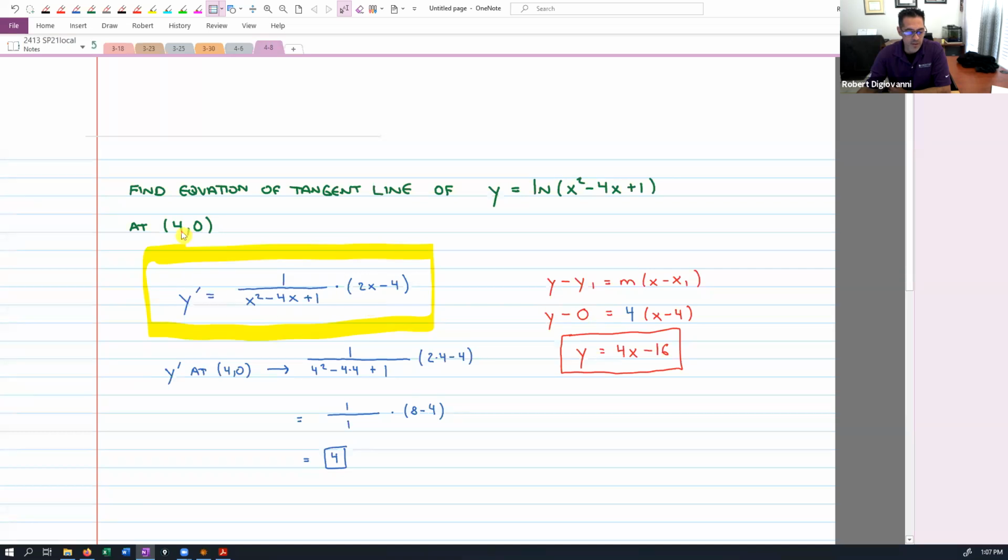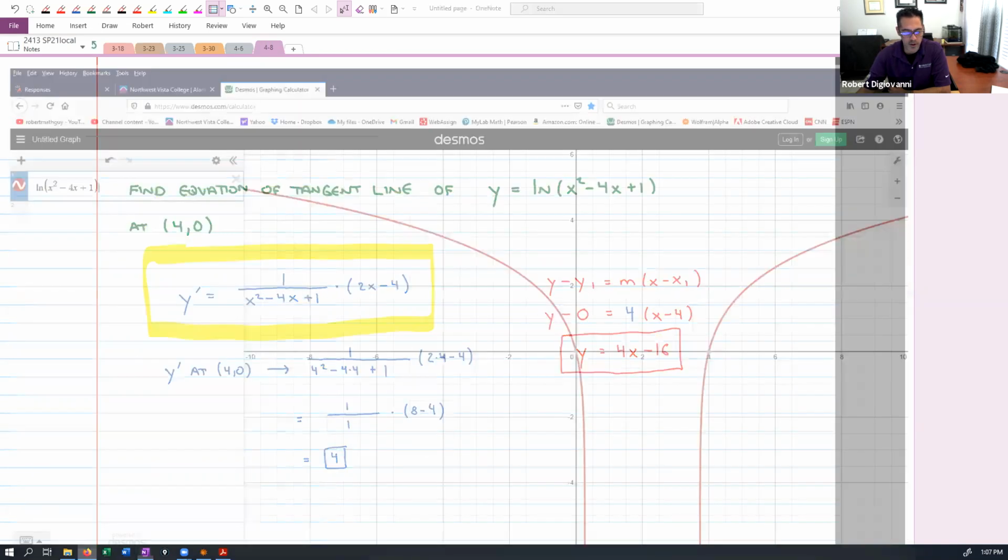And then you just plug in 4 for x, and you get the actual slope of the tangent line, which is 4. And then you just use your point slope formula for the equation of the line. So y'all are all happy with that?